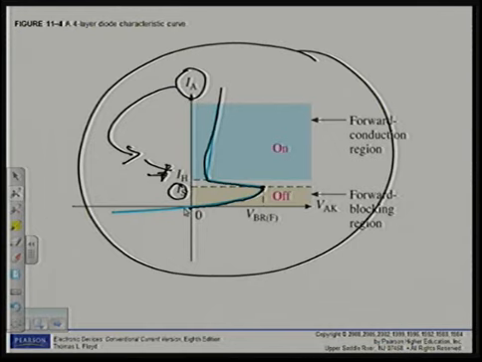Alright, so now remember this characteristic curve that we looked at, because the other devices that we are going to discuss will be based on the same, and you will see that all these devices basically work on the same principle.